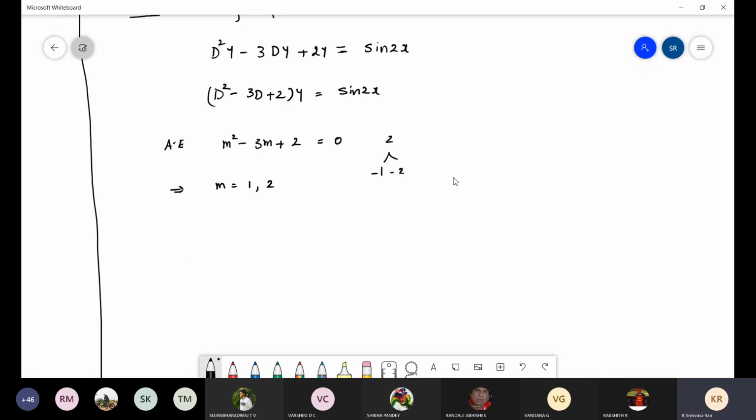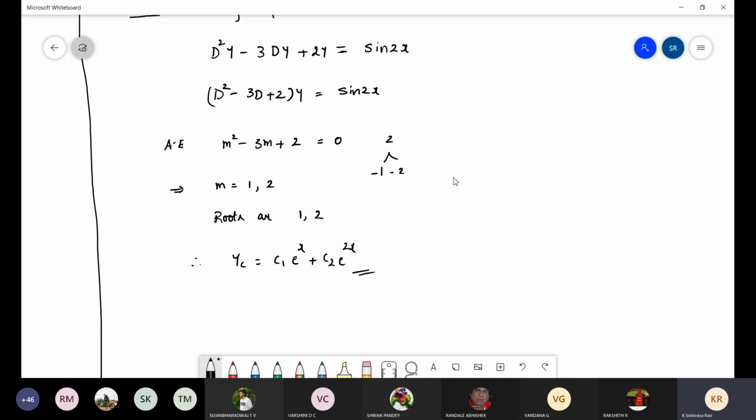Is it right? Roots are 1 comma 2, which belongs to case 1. Roots are real and distinct. Therefore, yc equals c1 e power x plus c2 e power 2x. This is the first part. It all depends on the problem how you get the roots and the first part yc, but whether it is complicated or easy, minimum 2 marks you will get for yc. If this is a 6 marks problem, especially with trigonometric functions, yp is more complicated than yc.